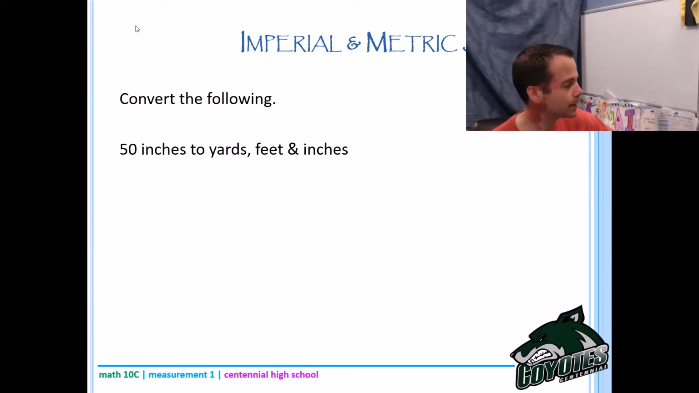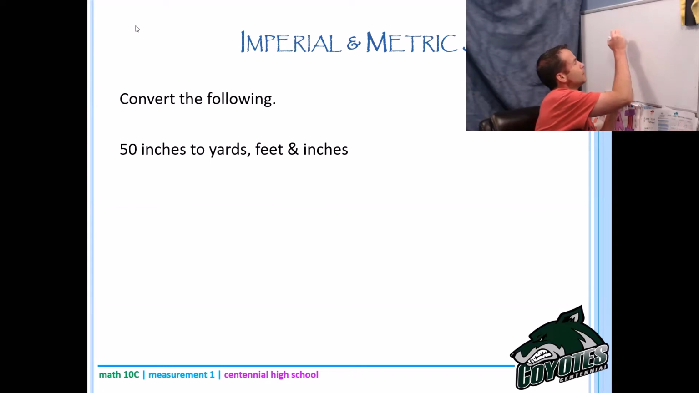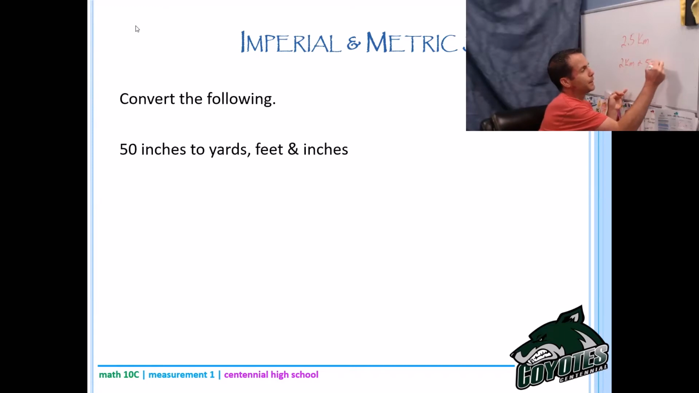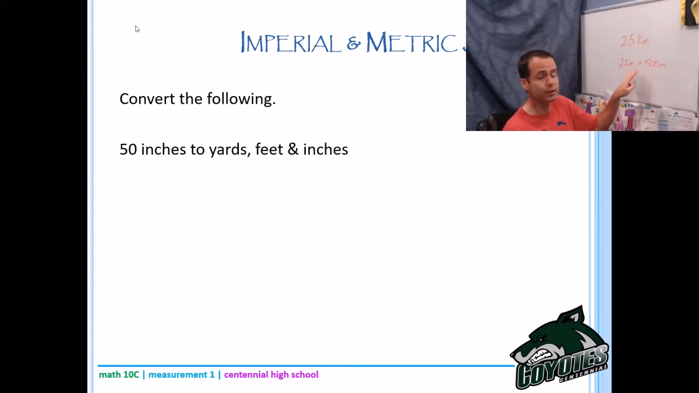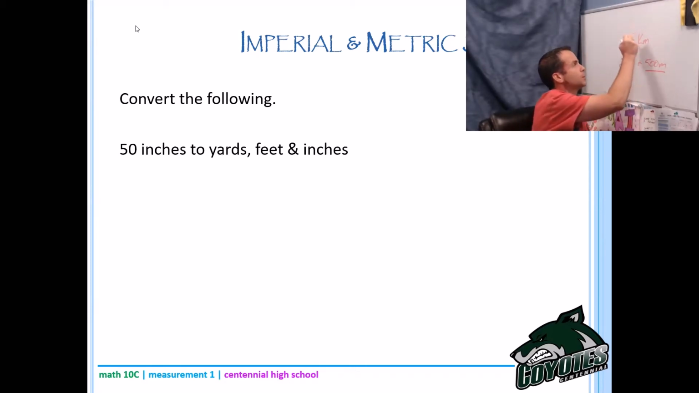Now, the reason this is weird to us is because we don't tend to say this, okay? If I was to travel 2.5 kilometers, we would say, hey, I need to walk 2.5 kilometers to school. But we could say 2 kilometers and 500 meters, because that's what 2.5 kilometers means. We could break it down into 2 different units of measurement, okay? I could say 2 kilometers and 500 meters, or I could say 2.5 kilometers.